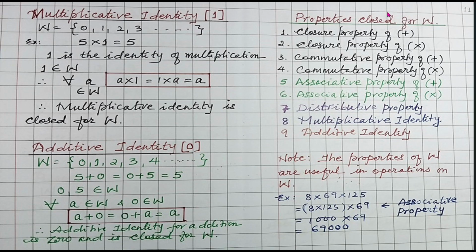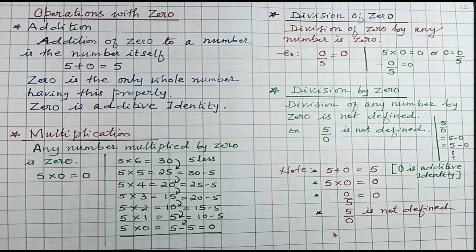So in all, the properties which are closed for W are 9 of them, and the properties are very useful in various mathematical operations. I'll just take an example here. Supposing if we want to multiply 8 into 69 into 125, we can apply the associative property, replace, then bring 125, make a group of that. 8 into 125 becomes 1000, multiply by 69 becomes 69,000, which is a very simple way of calculation using the properties.